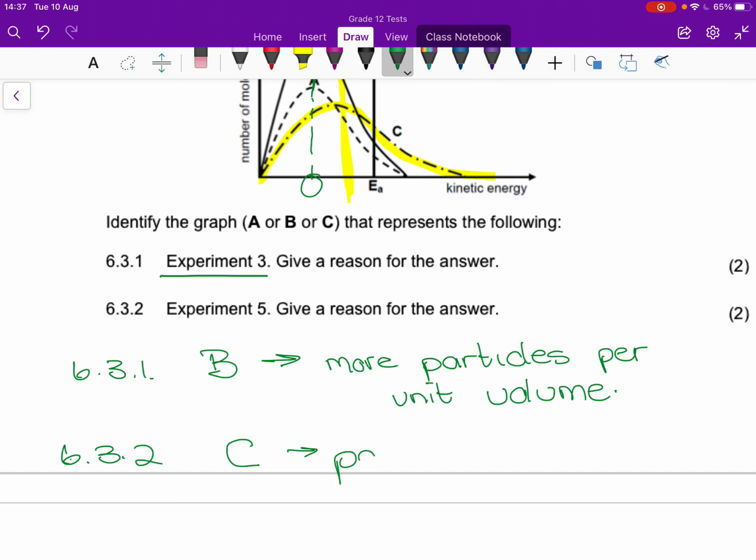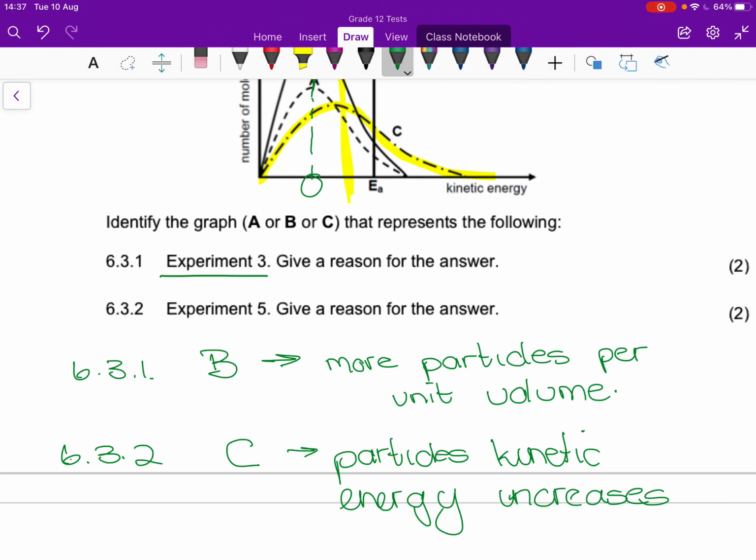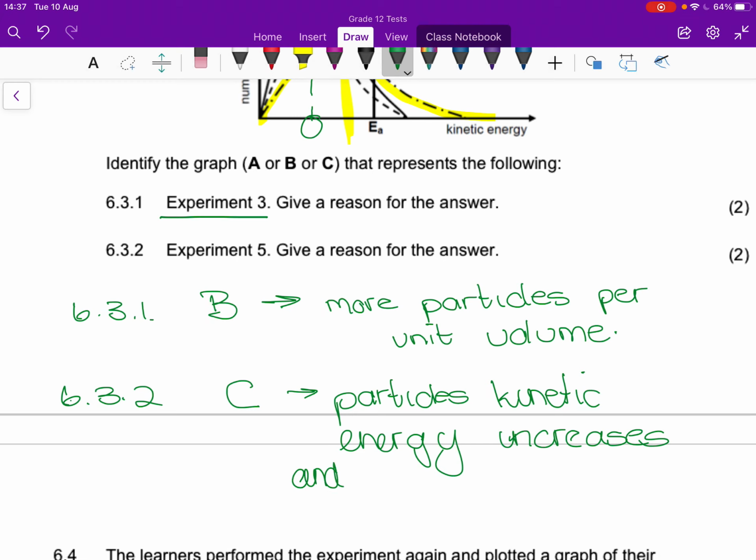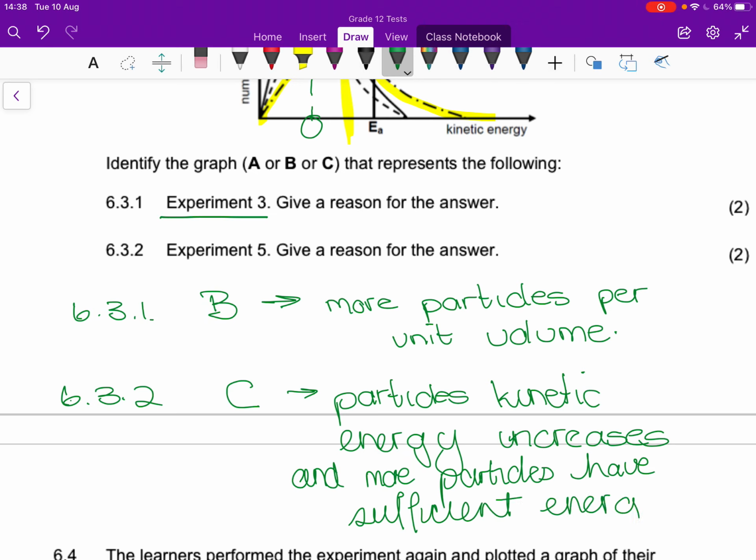Why? Because the particles' kinetic energy increases. Okay, and more particles have sufficient energy, and I'm pretty sure you're struggling to read this, but just go with it. Okay, now we get to the graph.